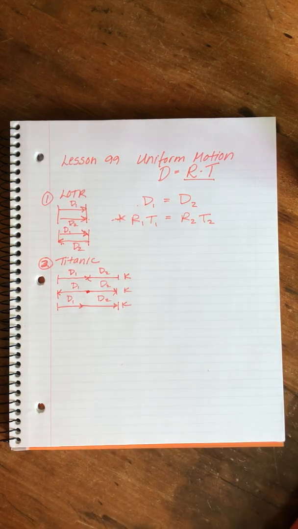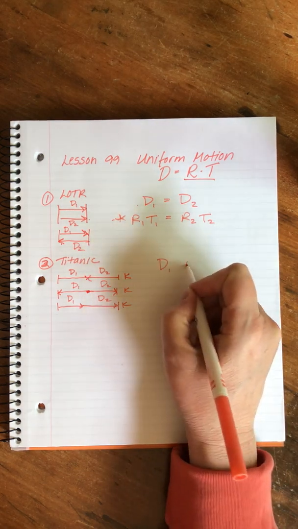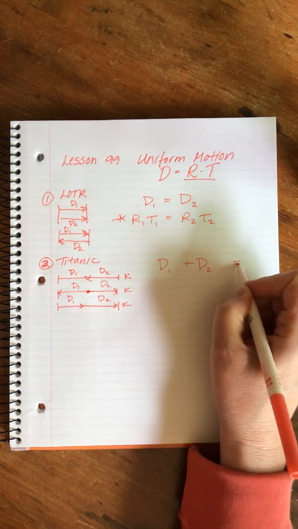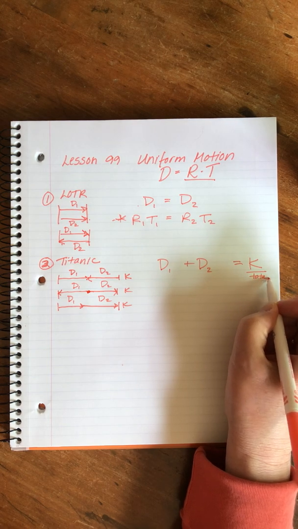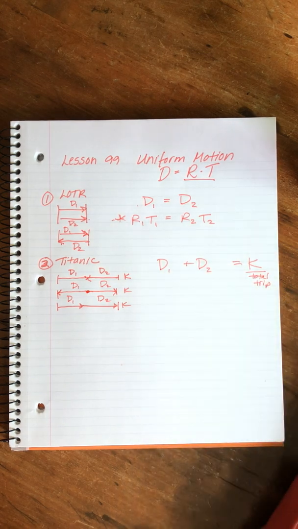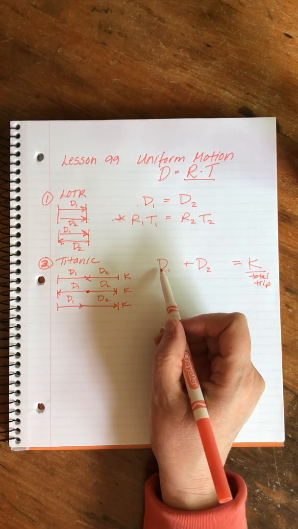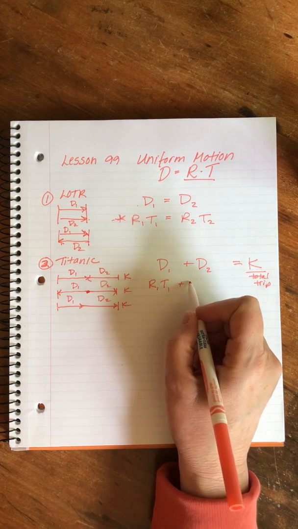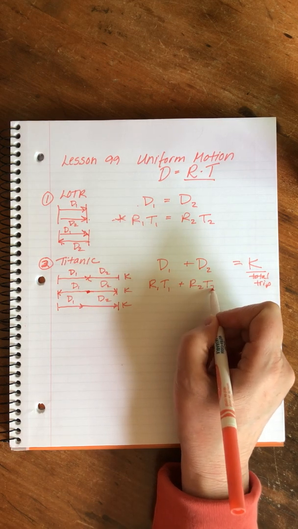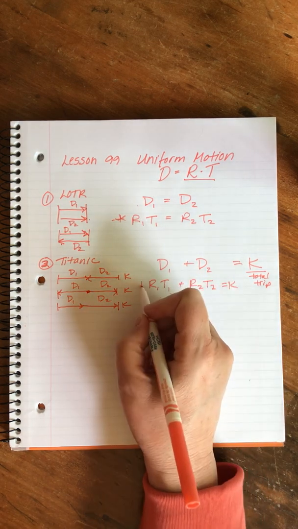Three versions of the same type of problem. We have to add the distances together to get a total trip. And then again we use DIRT to break this down, and we say R1T1 plus R2T2 equals K, and that's our base equation.